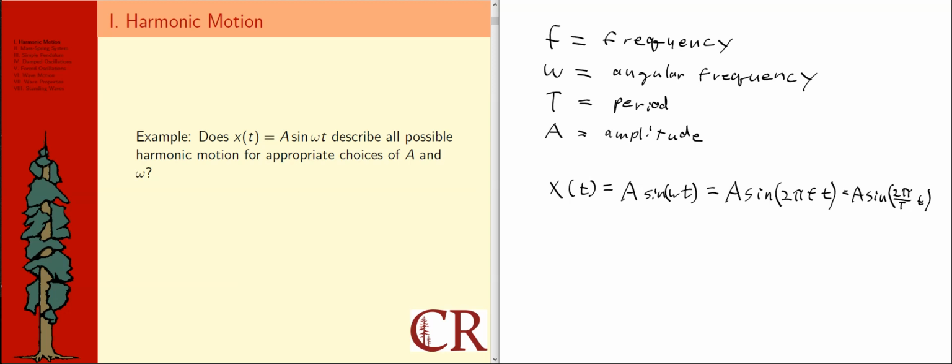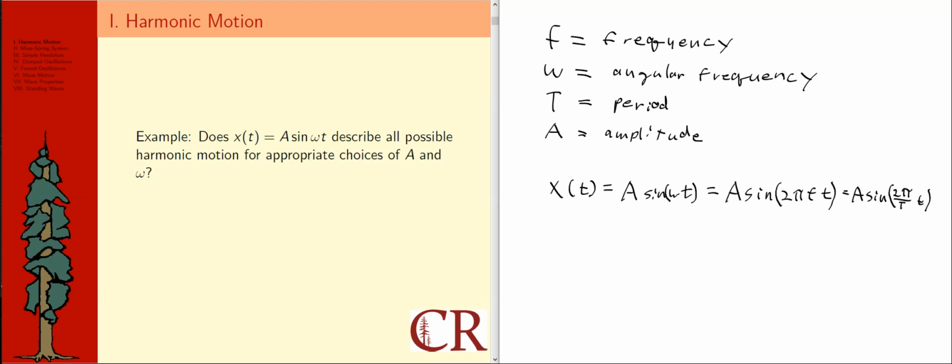Does the function x of t equals A sine omega t describe all possible harmonic motion for appropriate choices of A and omega? And the answer is no. There are other choices that can be made, or maybe you could even say that there are other ways of setting up harmonic motion this function wouldn't necessarily describe. I would say it depends on how picky you want to be, though.